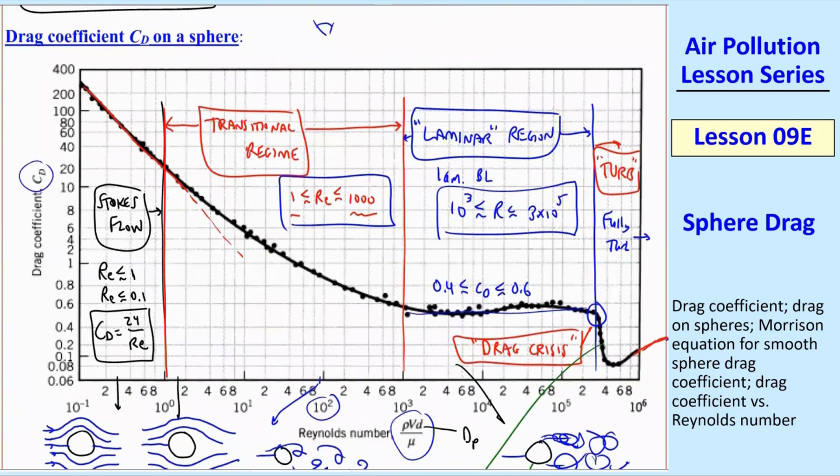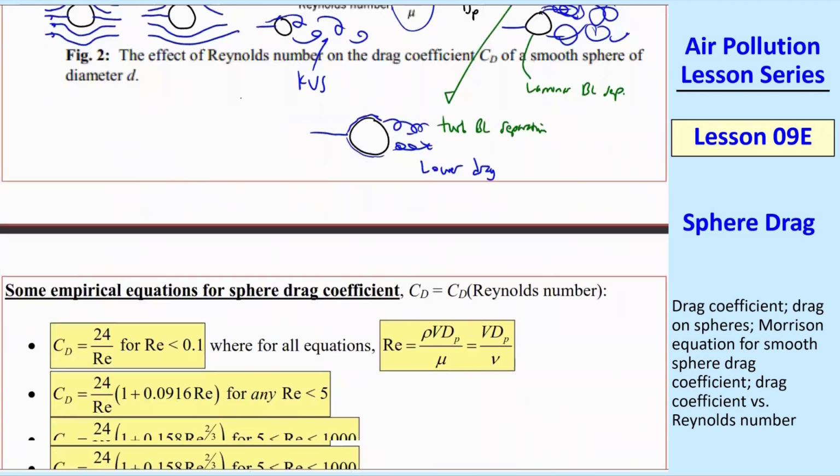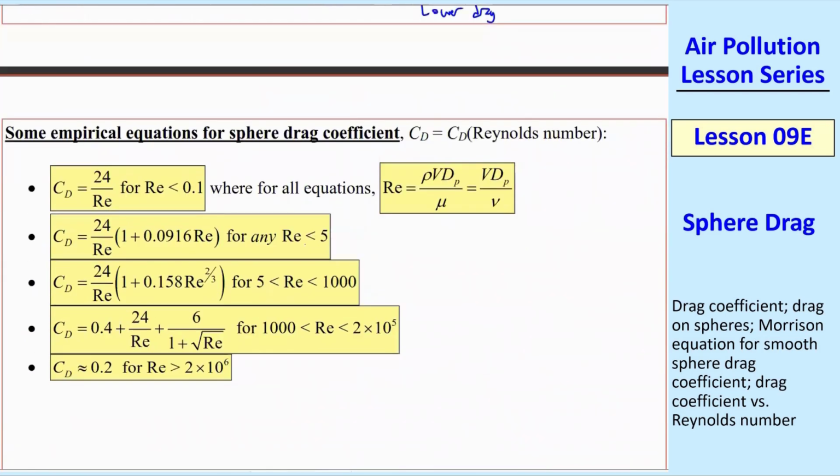So we don't want to have to pick off things from the graph here. We want equations. Here's a whole bunch of empirical equations for sphere drag. And up till recently, I would always do this with if statements in Excel or any other software. We can combine these into a segmented equation. In other words, piecemeal, where you use if statements.